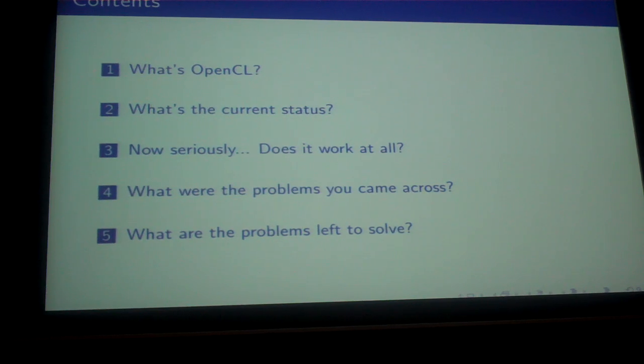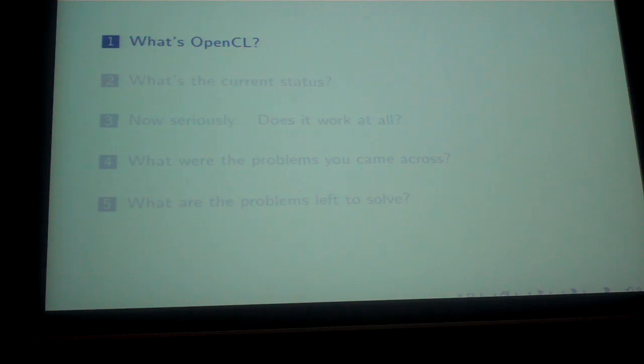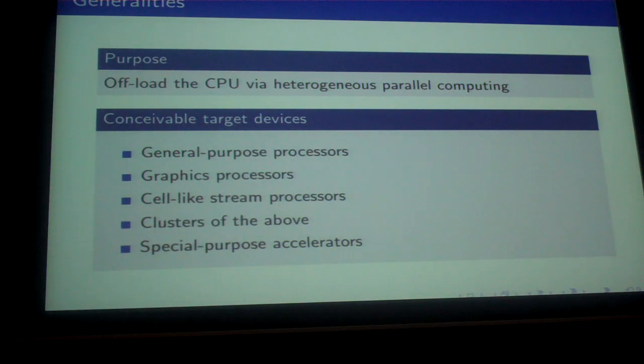Okay, so I think you don't have the slides. I'm just going to make a short review. So what's OpenCL? It's an API whose goal is to provide a programming interface, a series of primitives whose goal is to offload part of the computational complexity that would otherwise be handled by a CPU to a different kind of device, like a GPU, but it's very general, it's not only limited to GPUs.